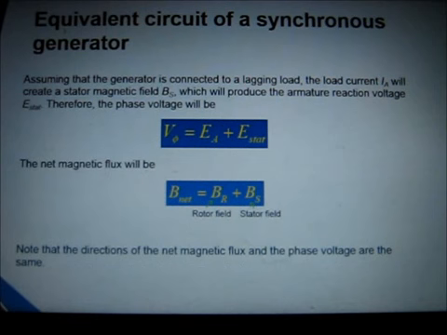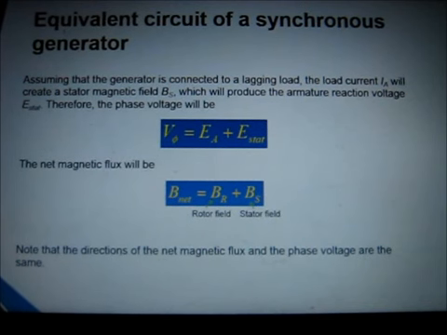Now talking something about the equivalent circuit of a synchronous generator. Assuming that the generator is connected to a lagging load, that is inductive load, the load current IA will create a stator magnetic field Bs. Therefore, the phase voltage is equal to EA plus the stator voltage, and the net flux will be equal to the flux due to the stator field plus the flux due to the rotor field. Always remember that the direction of the net magnetic flux and the phase voltages are the same.